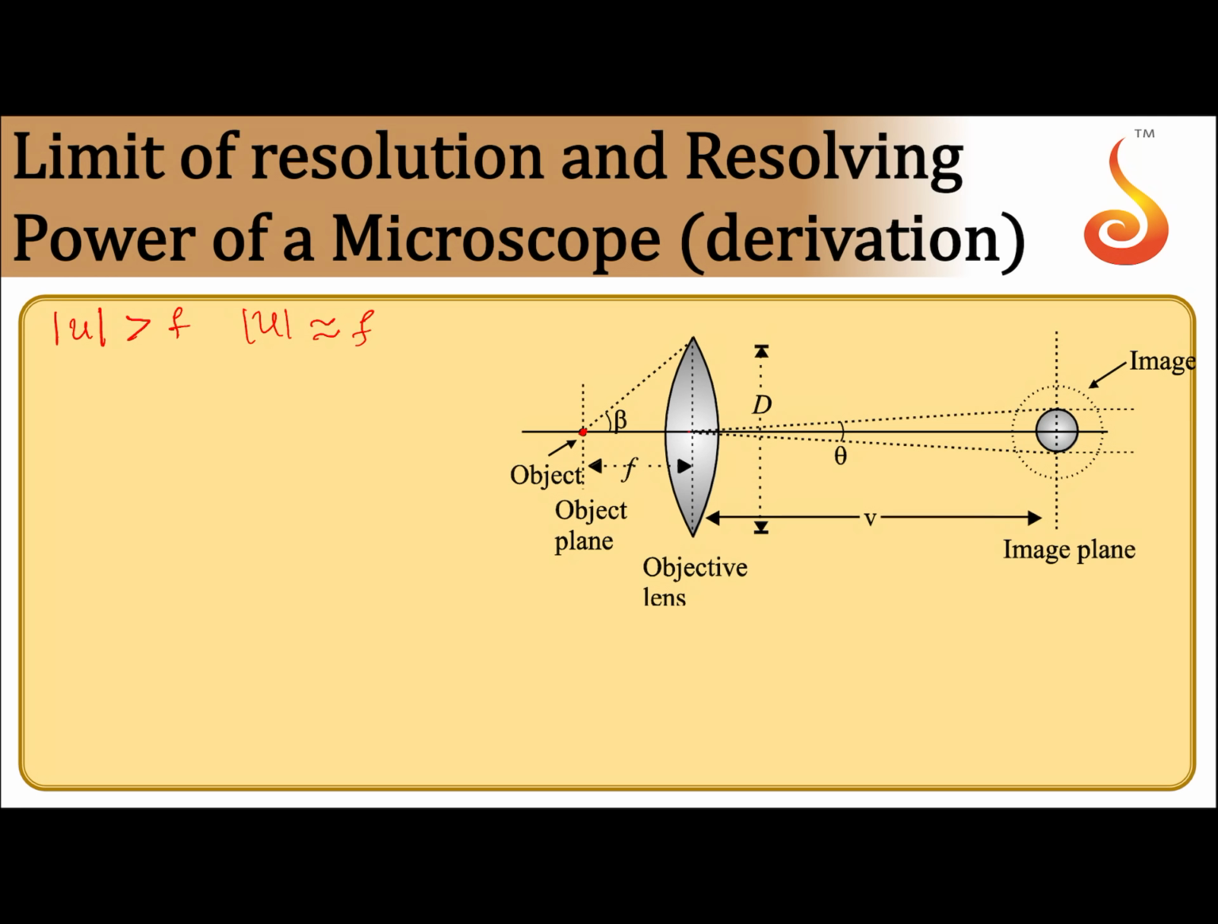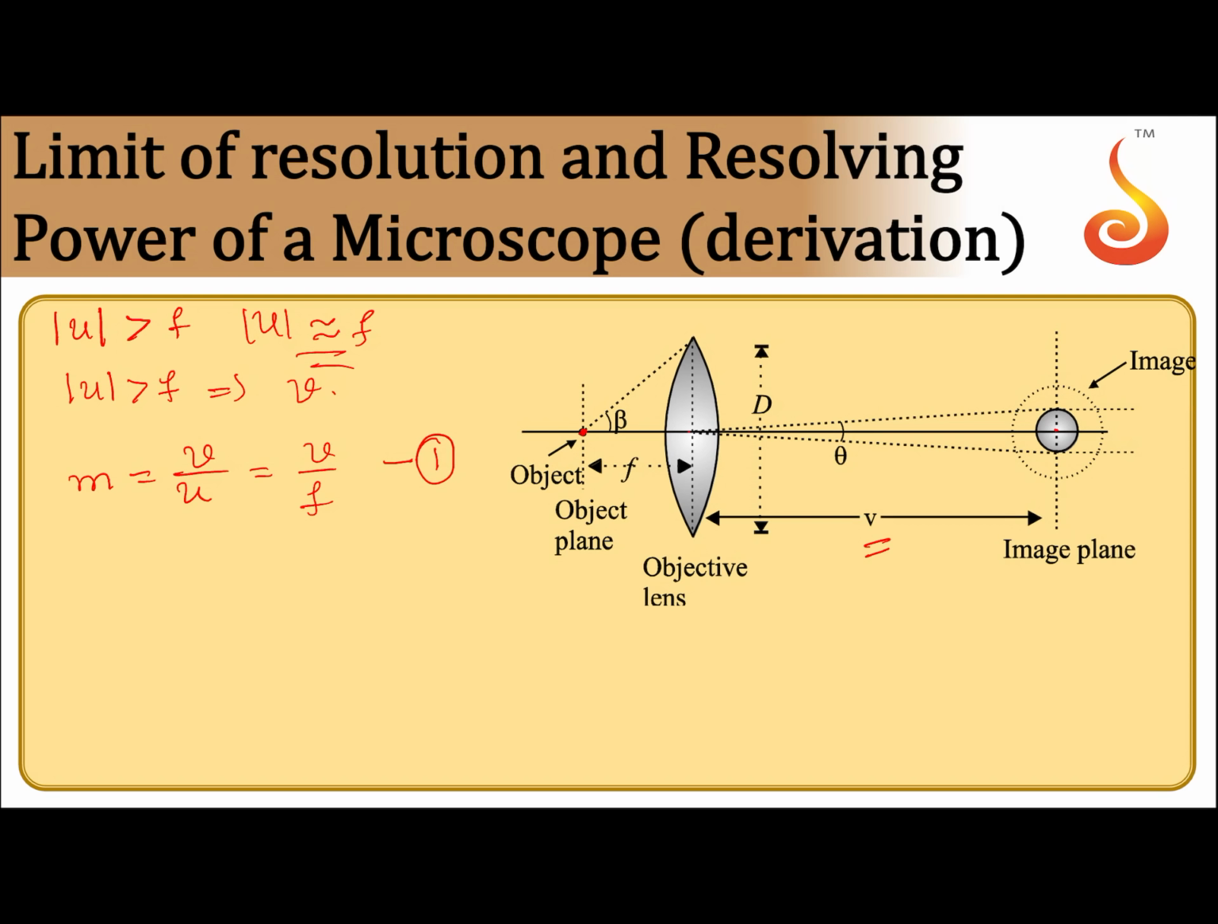So, when U is greater than F, this implies real image is formed at a distance V. This distance is V. Now in this case, magnification should be equal to V by U, but U is roughly equal to F. So, that will give rise to V by F. Let us call this equation 1. Magnification can be defined only for an extended object, not for a point object.